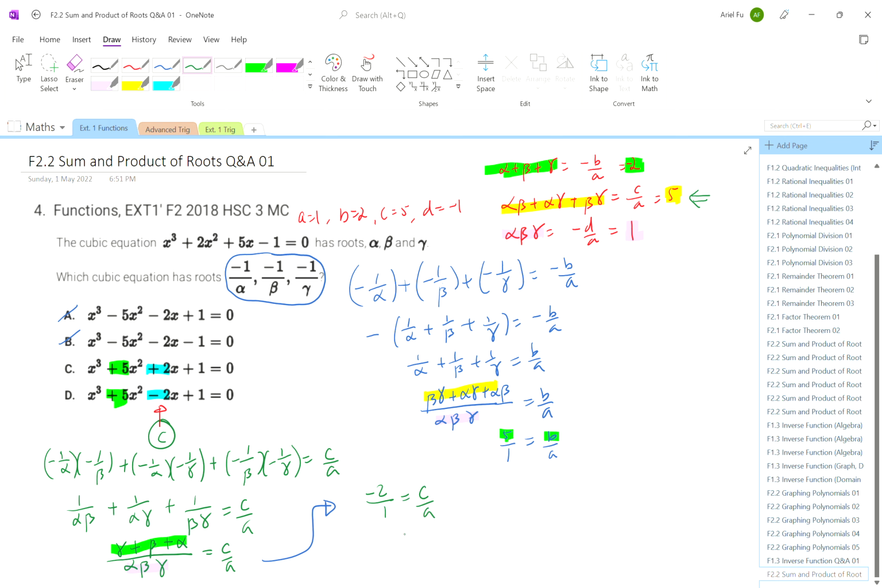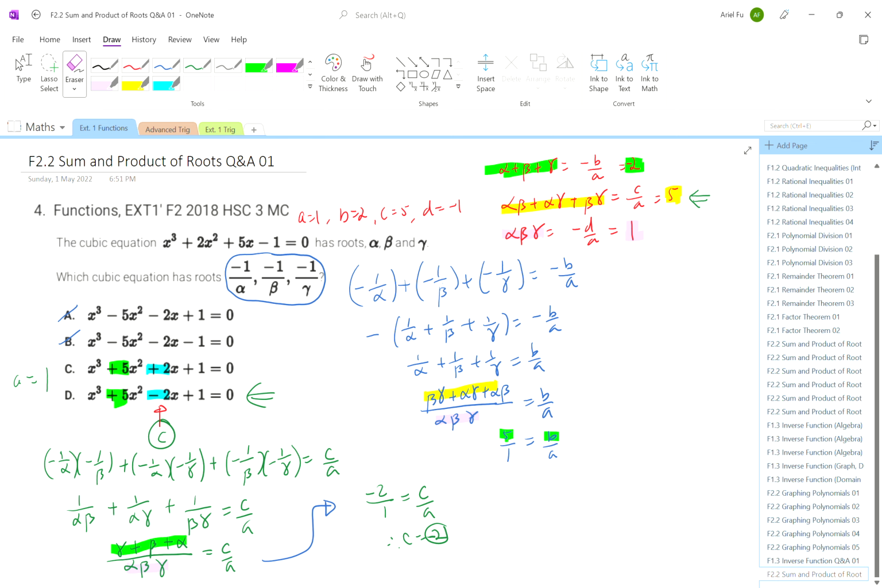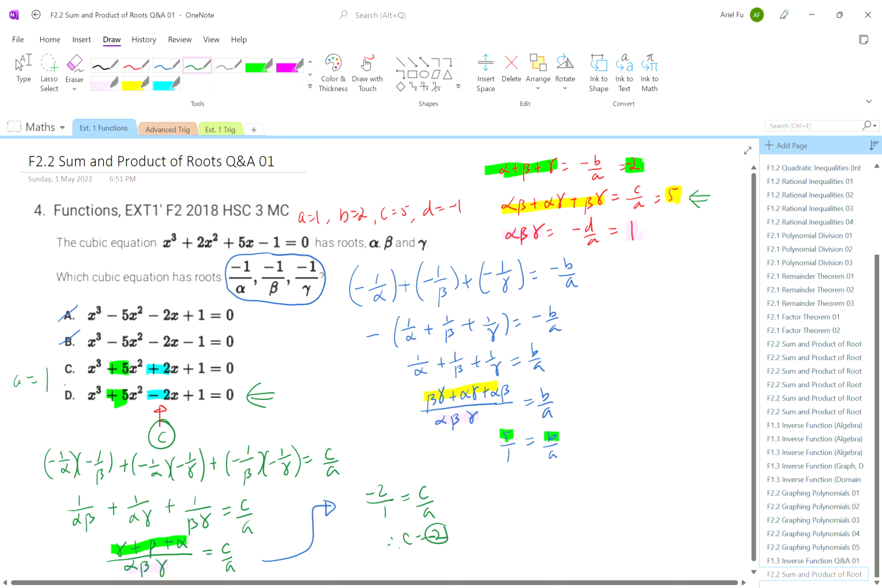What does that mean? That means I know that for both of these equations I have on c and d, a is equal to 1. And so c has to be -2. What does that mean? That means c is this one. c equals -2. That's the answer I want. So your final answer is D, not C.